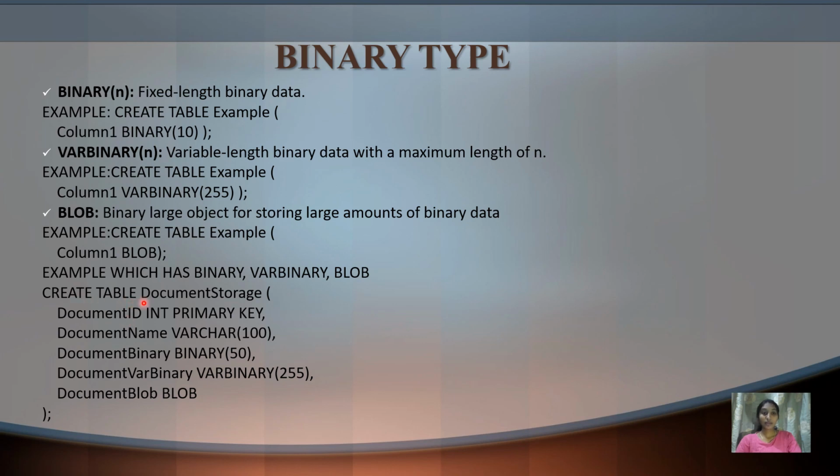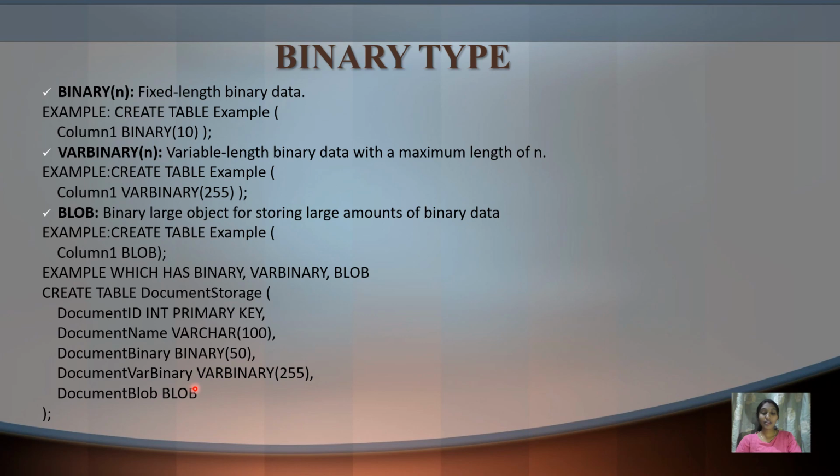Create a table document storage. Suppose we have to create a table called document storage where it includes document ID here, which is of int, and document name, which is specified with the varchar, and we give specific values here. And document binary, that is with the fixed length of binary data, that is we give it the binary data type and we specify the values to it.